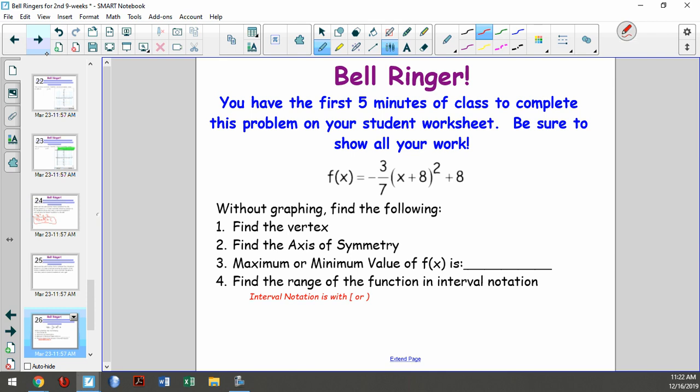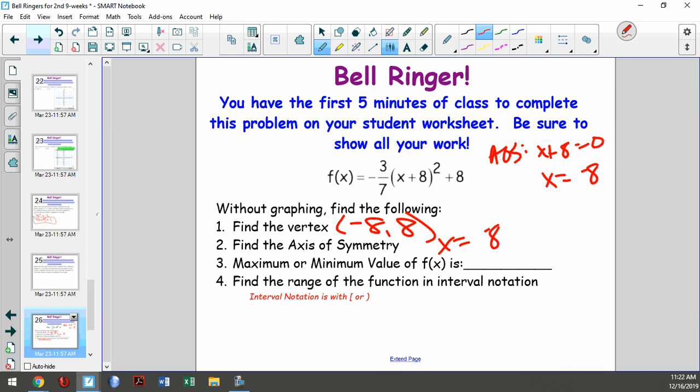Okay, this one right here. Without graphing, find the following. Find the vertex. What is the vertex of that function? It is going to be (-8, 8). How did you know it was (-8, 8)? Because if you find your AOS, that's going to be x plus 8 is equal to 0, so x is equal to -8. Yes? So your axis of symmetry is x equals -8.